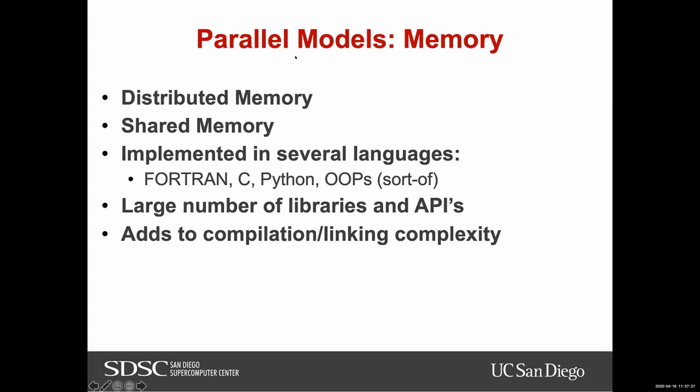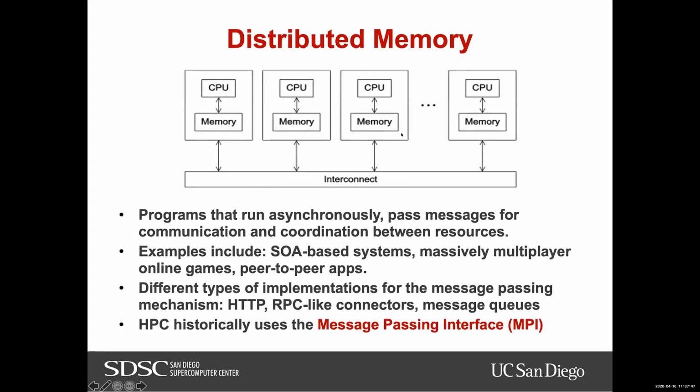All right, so there's different models for how you manage your memory. There's distributed memory and shared memory, and it's supported in multiple languages. There's a large number of libraries that are customized to each of these models. And depending on your choice, it can make it a little more complicated. This is an architecture of simple distributed memory. You have a node with one CPU and some memory, another CPU and some memory, but the only way these CPUs can share data is to communicate over an interconnection network.